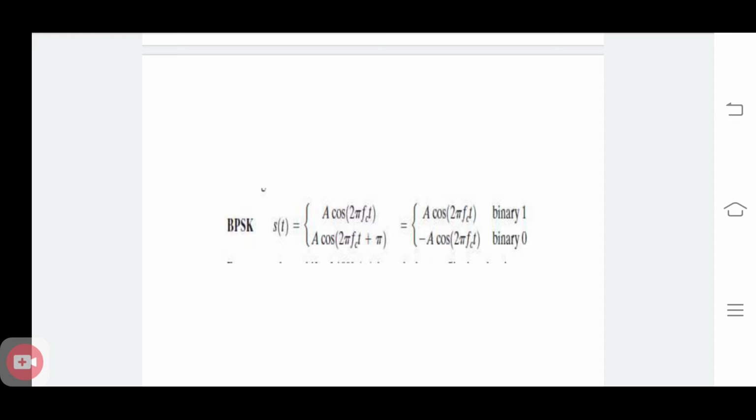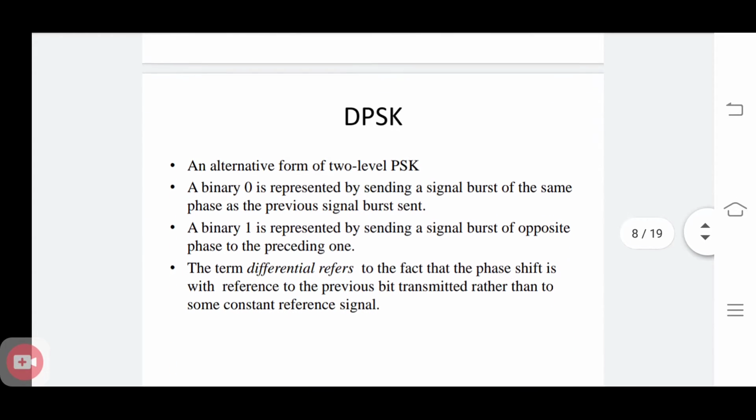Here the same frequency is used for representing binary 0 and binary 1, but there is a phase shift of pi. You can see here this is the phase shift keying mechanism. So the phase is shifted by pi. Pi means 180 degrees. So for representing binary 1, A cos 2 pi fct is used, and for representing binary 0, minus A cos 2 pi fct. Minus means there is a phase shift of 180 degrees, or pi. Okay, so this is BPSK, binary phase shift keying.